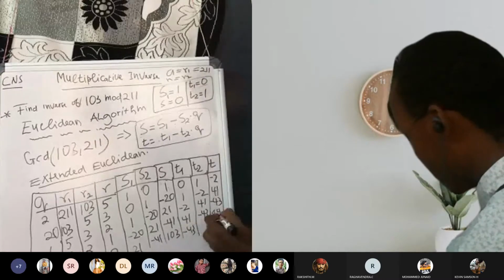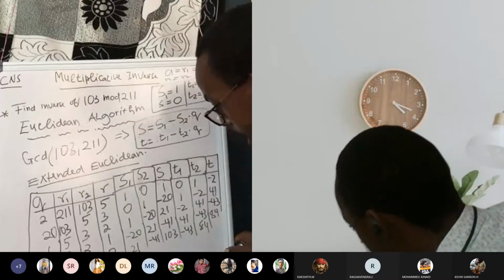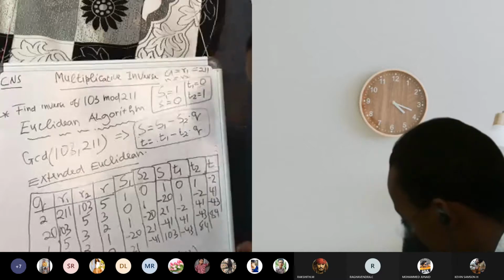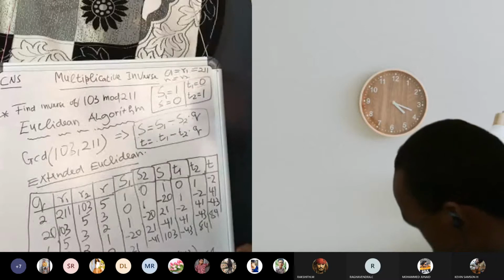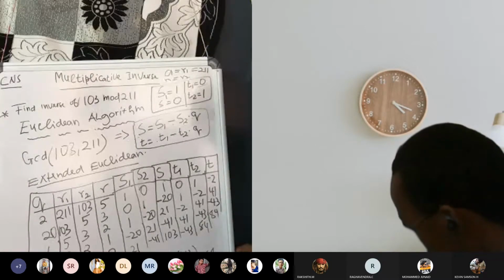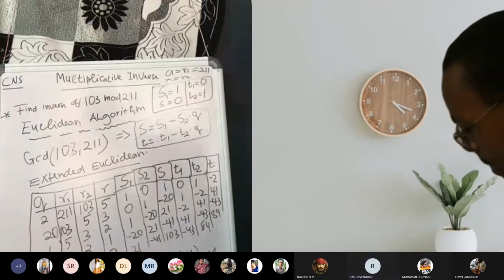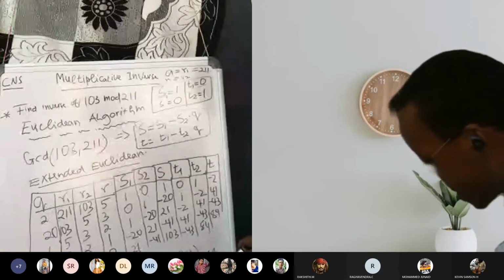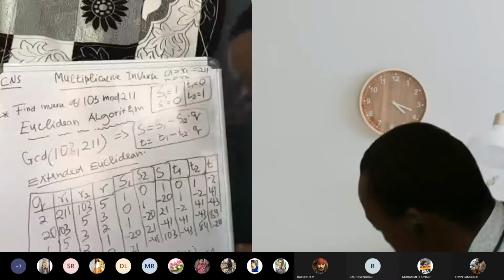Next, T. Minus 43, minus 84 into 2. What is the value for this one? Minus 43, minus 168. What is the value for this one? Minus 211. I think the value is correct. Is it correct? Minus 211. So minus 211.